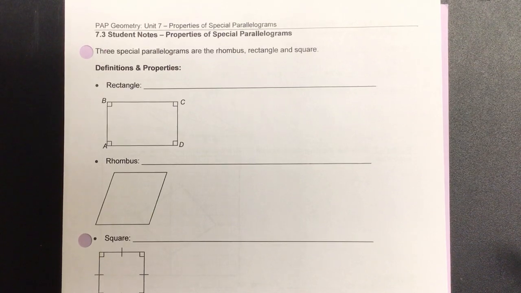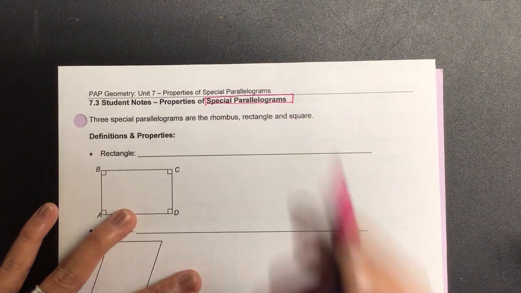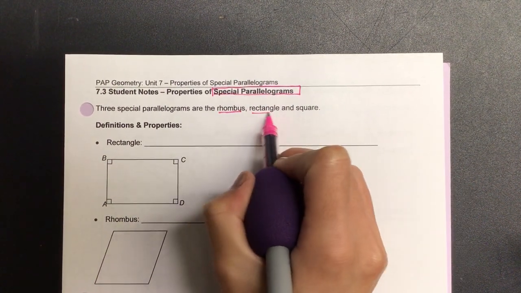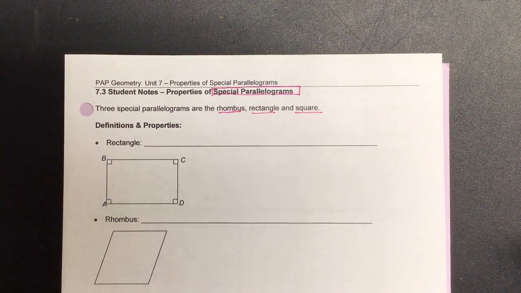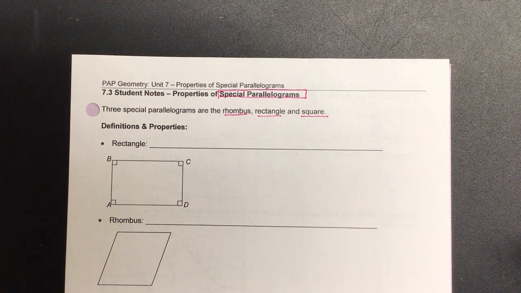So we have three kinds of special parallelograms. Let's go ahead and box that. The first one is a rhombus, then we have a rectangle, and then a square. The reason it's a special parallelogram is because these three figures have all the properties that a parallelogram has, okay?